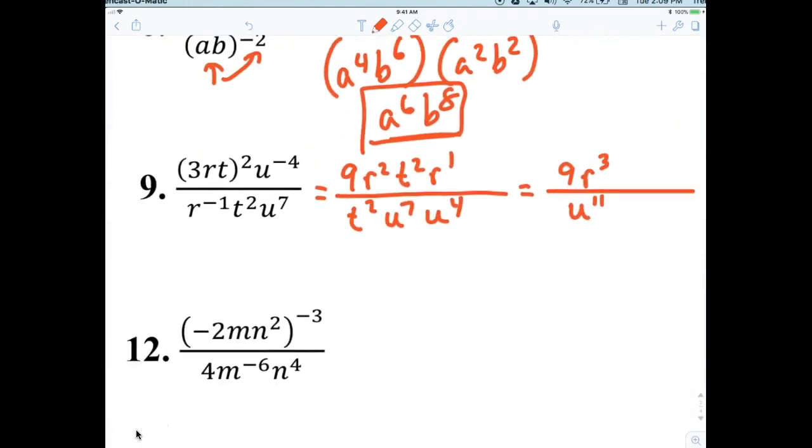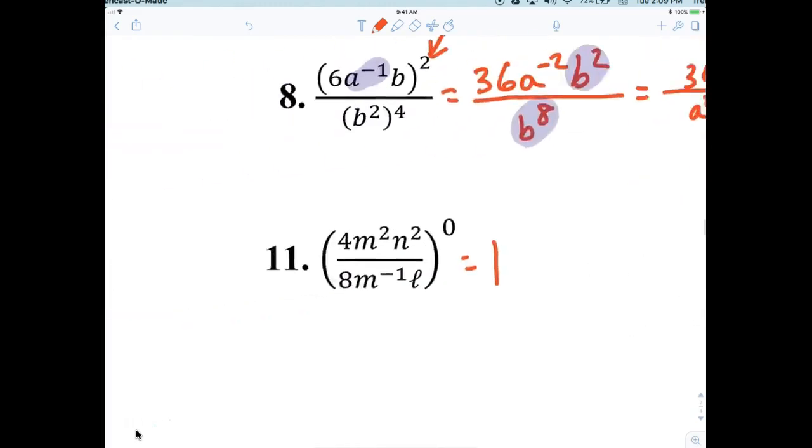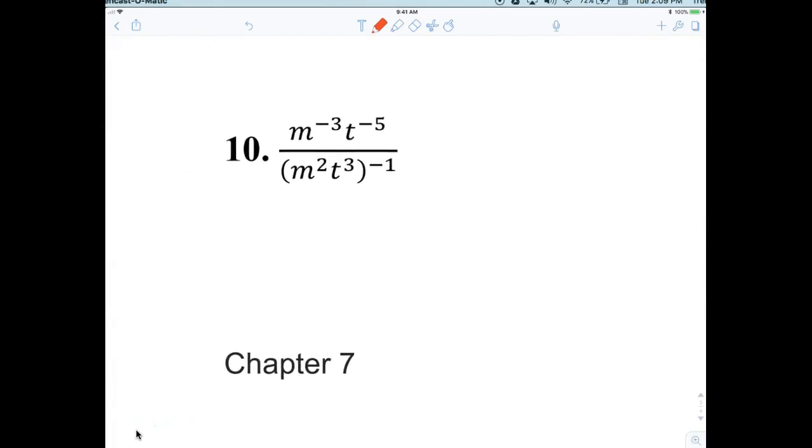Where did the T's go? Why don't you tell me? Right? You see what I'm trying to tell you too, Walker? I'm trying to get you to make those generalizations. You with me? All right, here we go. Got all kinds of problems here.